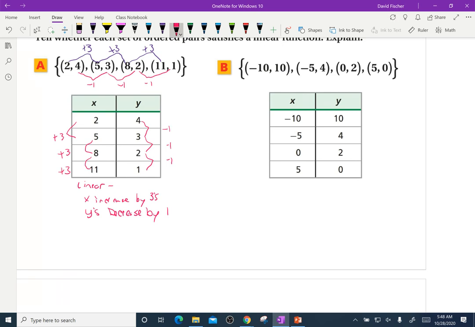Now, since I have the table here, I'm just going to use the table. We went from -10 to -5, so that must mean I went up by 5. I went from -5 to 0, went up by 5, went up by 5. On the y's, 10 to 4, I went down 6. 4 down to 2, I went down 2, and 2 to 0, I went down 2. So over here I have 5, 5, 5, 5, but over here I don't have a pattern, so this one is not linear. Y's don't have a pattern.